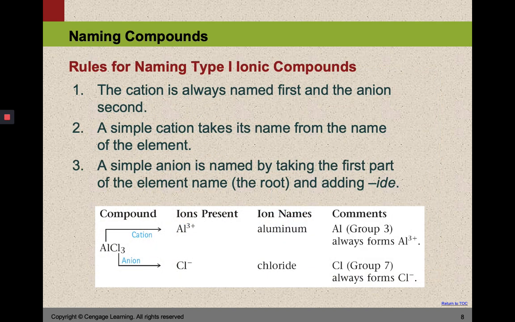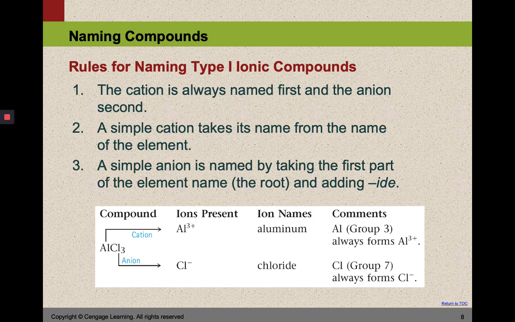So here are the rules for naming type 1 ionic compounds. Again, these are compounds wherein the metal only has one charge. Okay, so the cation is always named first and the anion is named second. A simple cation takes its name from the name of the element. And a simple anion is named by taking the first part of the element or the root and adding -ide.